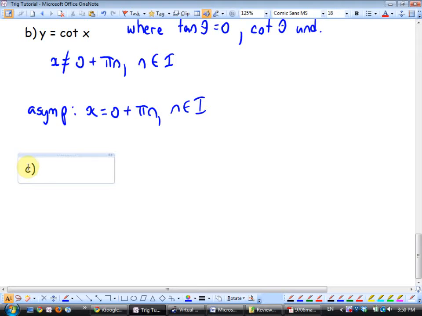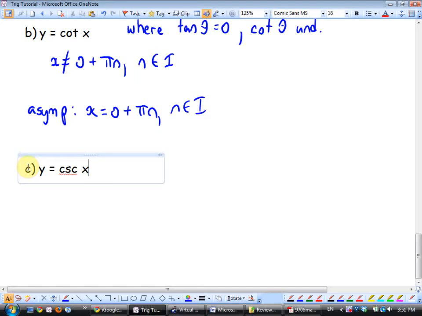Mr. Dueck. Y equals cosecant x. They want the domain, or they want the equation of the asymptotes. I don't know. No, wait a minute. I'm smart. I can figure this out. What does cosecant go with? Sine? That one I know.